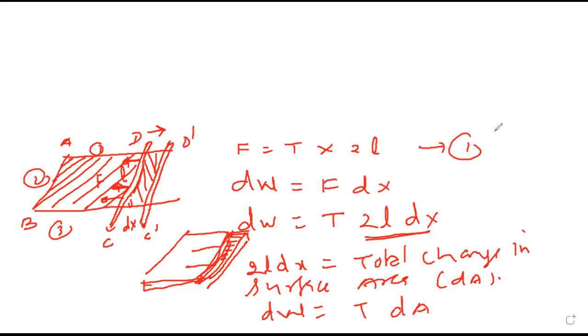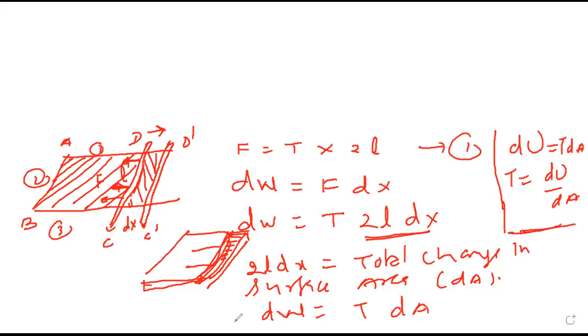This work done is stored on the surface in the form of energy called surface energy, that is, surface energy dU is T into dA. Surface tension is also defined as surface energy per unit area. This is the relation between surface tension and surface energy. Clear? So what is the relation? T equals dU upon dA.